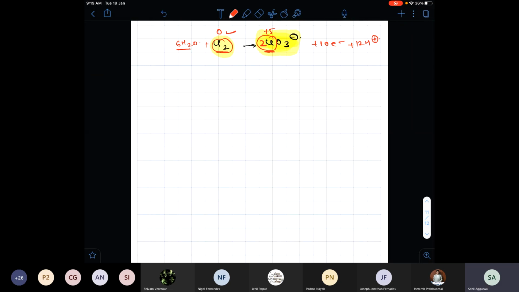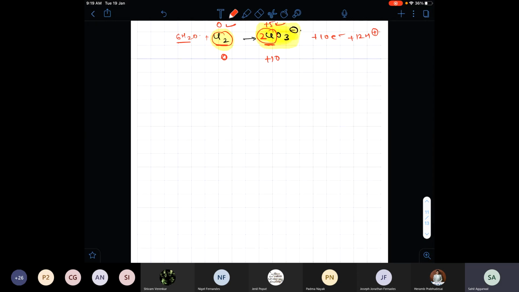Charge was 0 this side and plus 5 this side. Total charge becomes 10. Here total charge is plus 10. Here total charge is 0. To balance plus 10, we have to put 10 electrons on the right hand side. So charge got balanced.